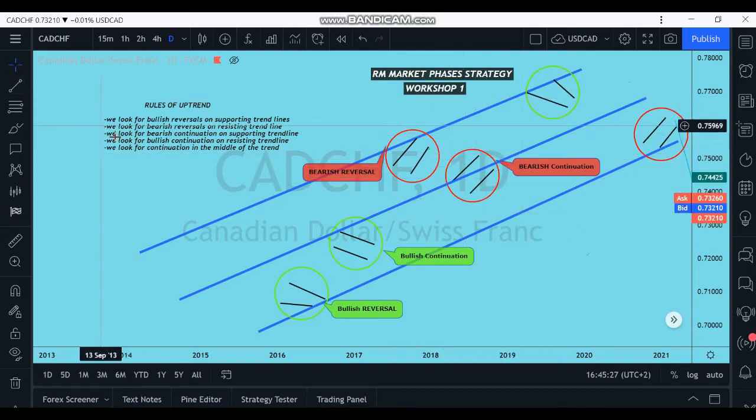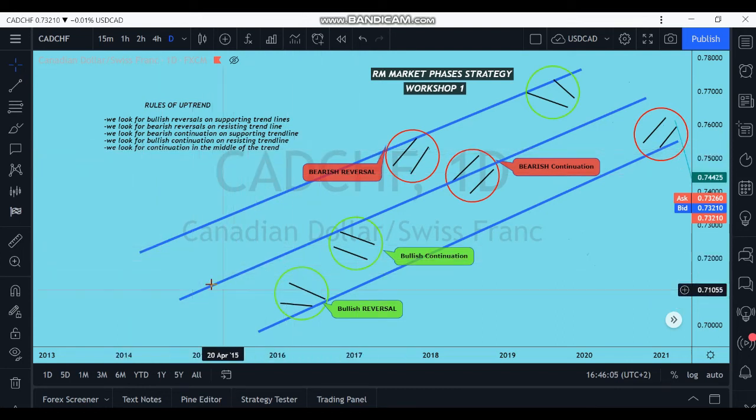Okay, then we look for bearish continuation on the supporting trend line. Bearish continuation on the supporting trend line. We know that once we have bearish continuation, for example, impulse, then the market is going to break the previous structure, the overall structure, which was an uptrend. Then we know that the market is going to break once we have a continuation pattern at the support or at the resistance. Okay, we look for continuation in the middle of the trend.